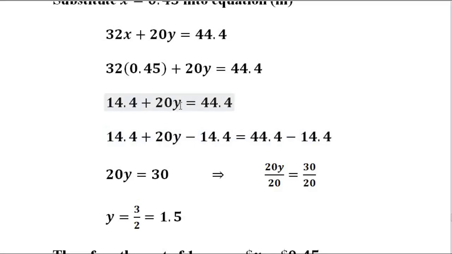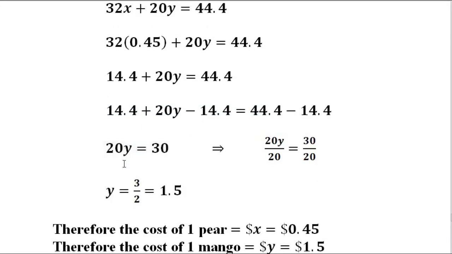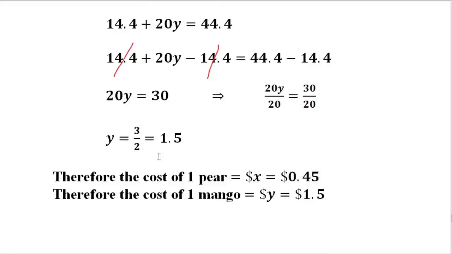I want to solve this equation for the variable y, so I want to eliminate positive 14.4 from the left side, so I'm going to subtract 14.4 from both sides, so we get 20y equals 30, because positive 14.4 and negative 14.4 is 0. And on the right side, if you subtract 14.4 from 44.4, we get 30. To simplify further, we need to divide both sides by 20. We get y equals 3 upon 2, and 3 upon 2 is 1.5.